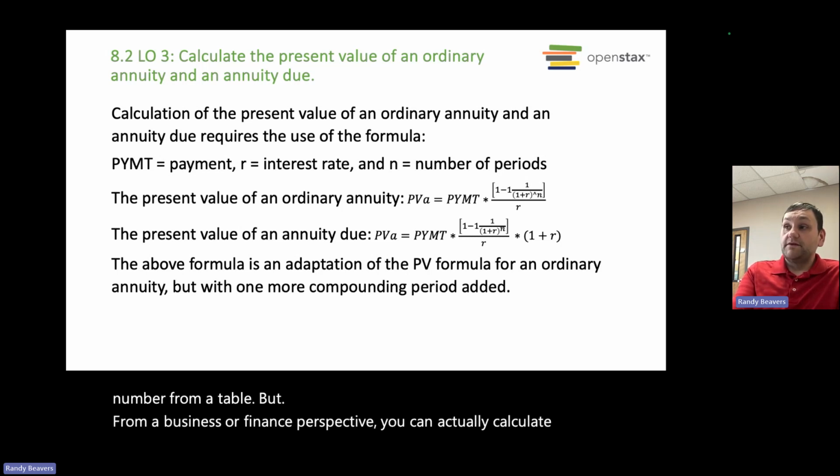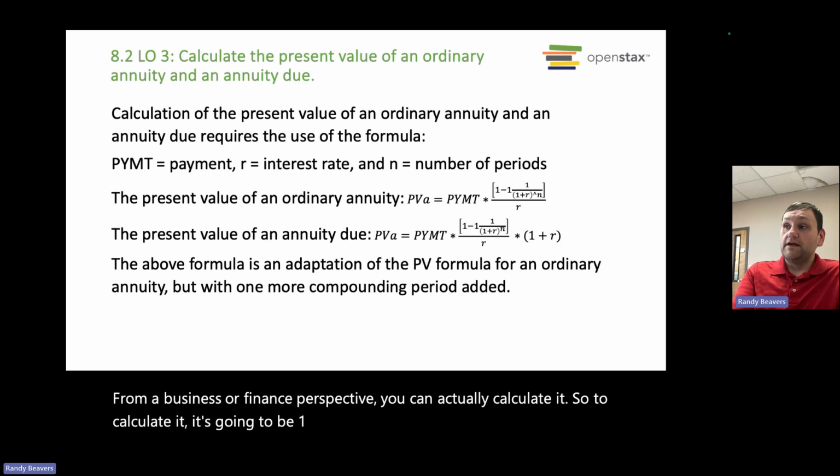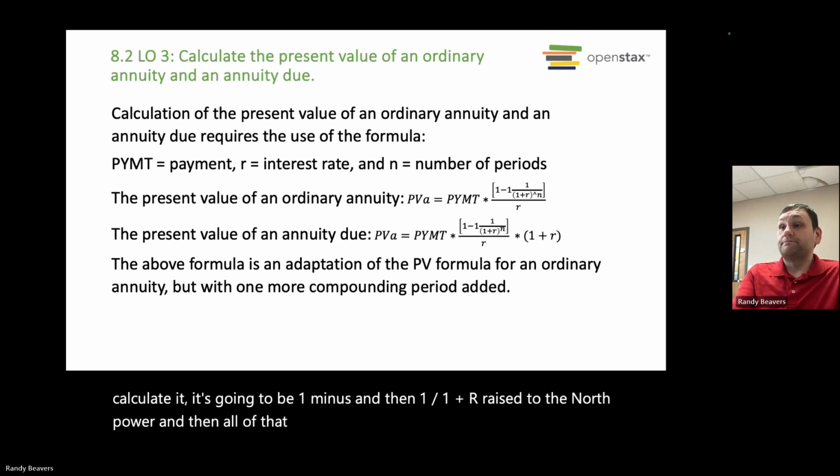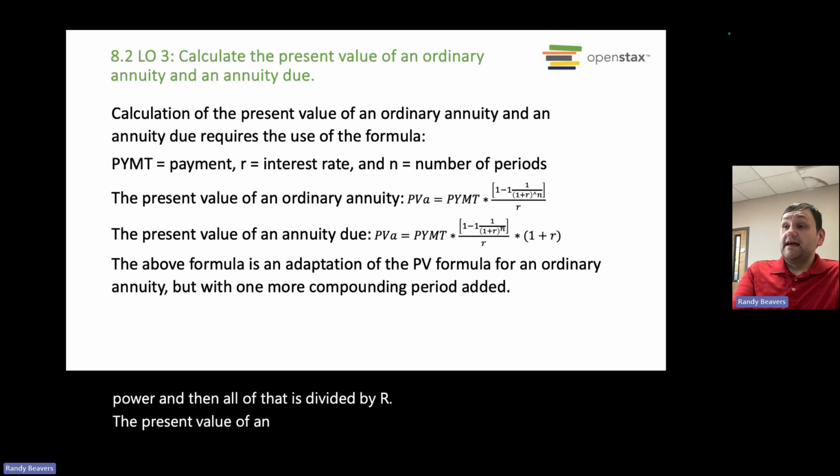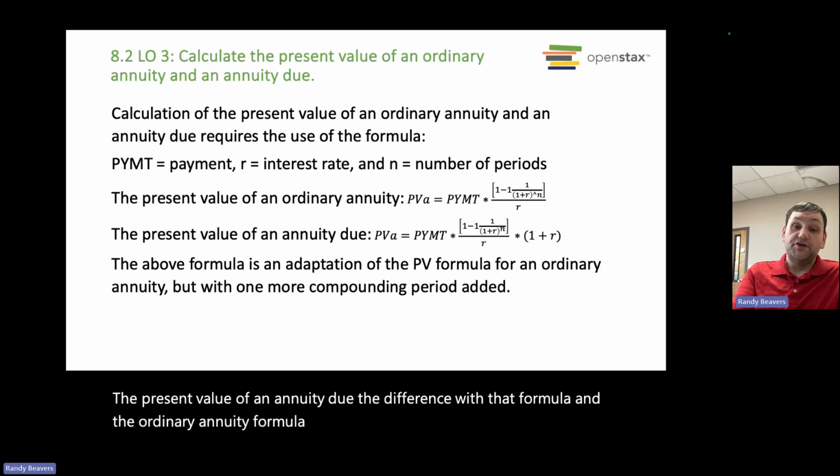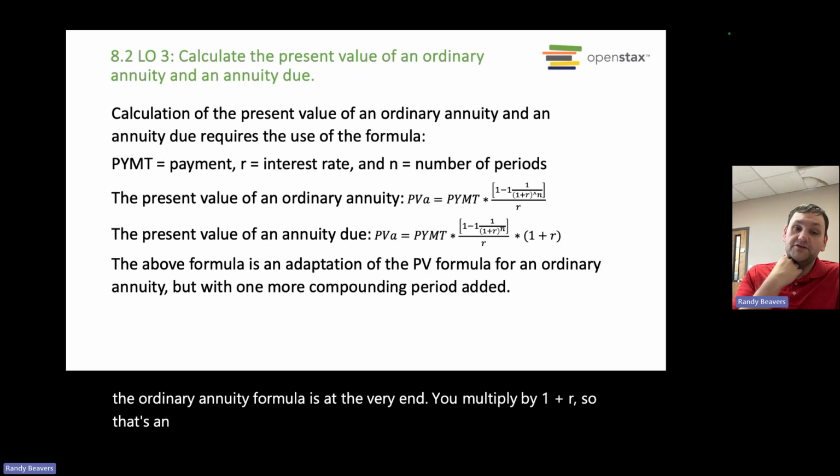So to calculate it, it's going to be 1 minus 1 over 1 plus R raised to the n power, and then all of that is divided by R. The present value of an annuity due, the difference with that formula and the ordinary annuity formula is at the very end, you multiply it by 1 plus R. So that's an additional compounding period or interest period.